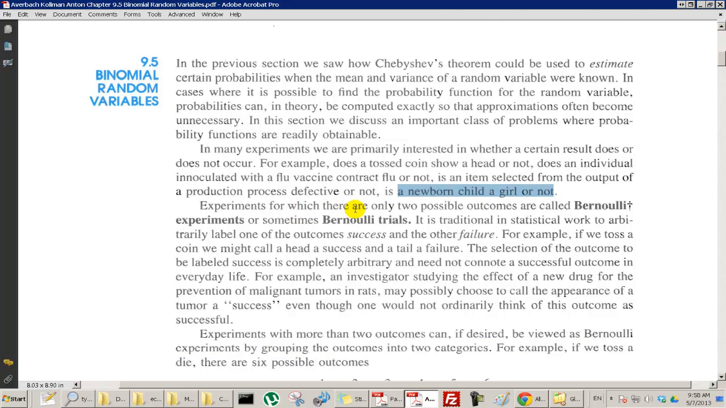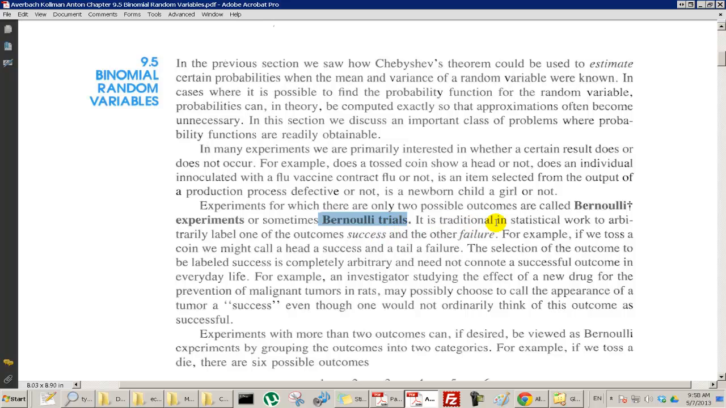Experiments for which there are only two possible outcomes. Now, when we toss a coin, there's only two possible outcomes, and we're going to toss it 20 times, but we're doing the same thing repeatedly, and the thing that we're doing repeatedly has only two possible outcomes. That kind of experiment where there are only two possible outcomes is called a Bernoulli experiment. So when we toss a coin 20 times, we're repeating the Bernoulli experiment 20 times, or repeating the Bernoulli trial 20 times, also called a trial.